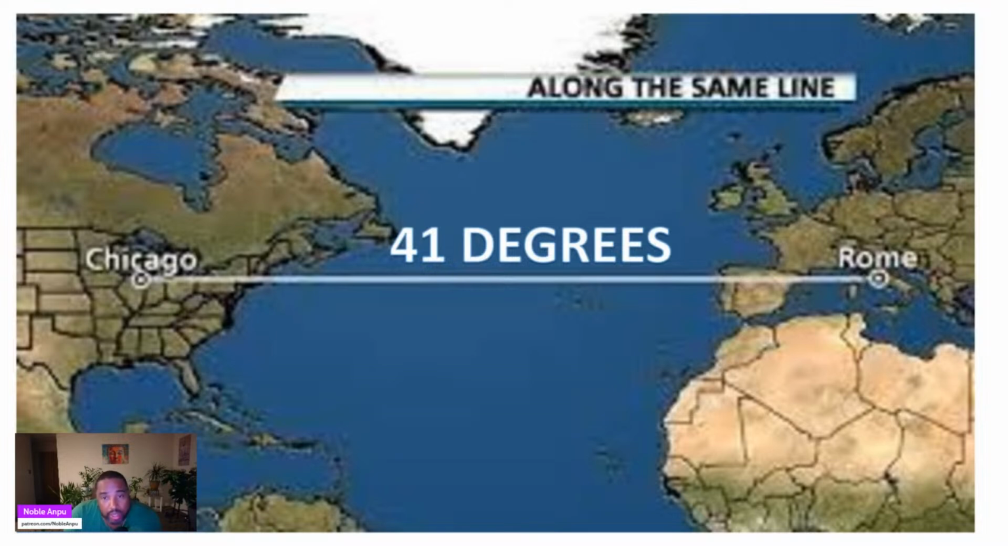Both Rome and Chicago sit 41 degrees north of the equator. Now, this is important because on one side of the world, you have the papacy. You have more of the religious, spiritual thing. On the other side of the world, its equivalent is the dark forces.